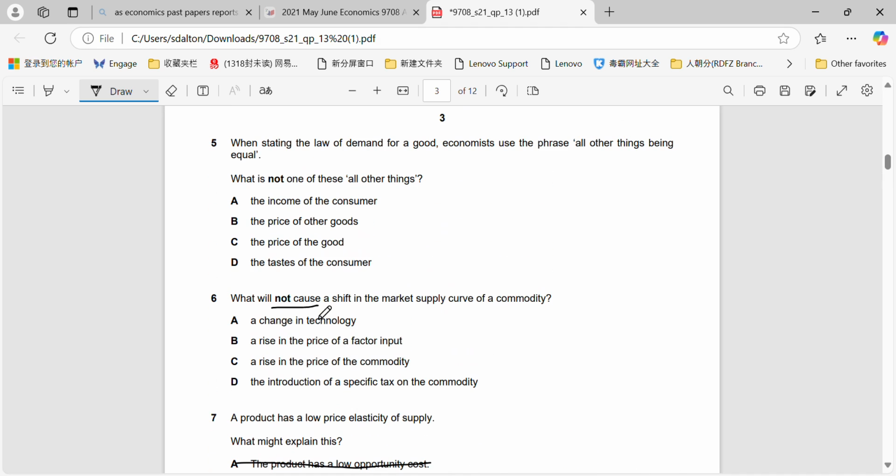What will not cause a shift in the market supply curve of a commodity? A change in technology will, either right or left. A rise in the price of a factor input will shift it to the left. A rise in the price will not. Remember that A, B, and D will all shift the supply curve, but the one thing that does not shift the supply curve is a rise in the price or a change in the price of the product itself. A change in the price of the product itself will cause an extension or a contraction in the supply curve, not a shift.